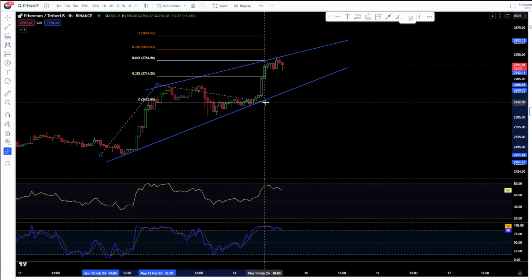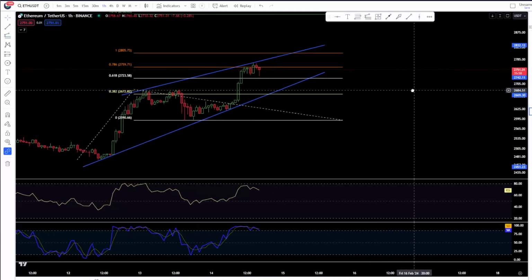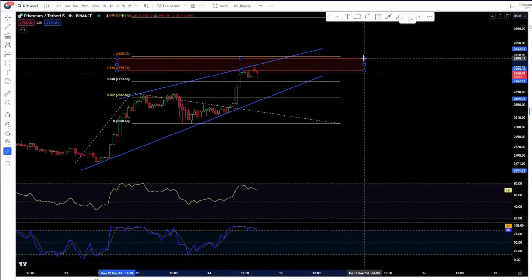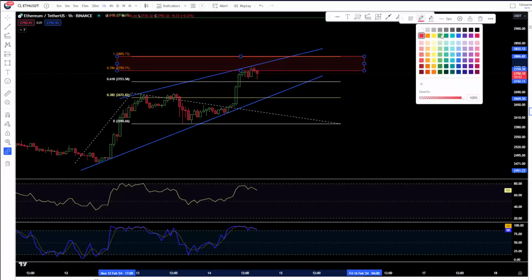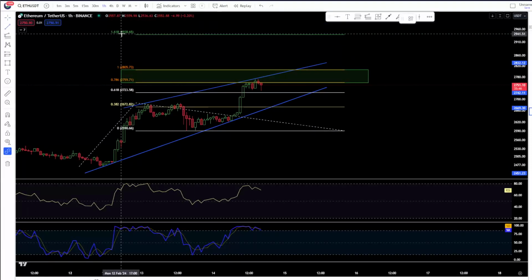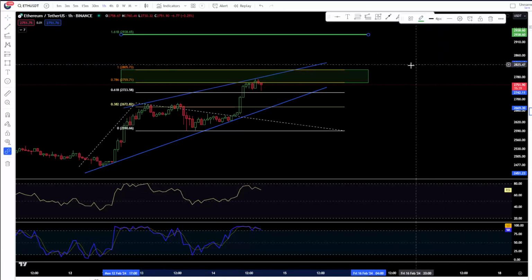Going further, we can move on to determining resistances that are worth taking into account, and here you can see how the price is struggling to enter the resistance zone at the level of $2,759 to $2,806. When it manages to overcome it, there is significant resistance at the level of $2,938.